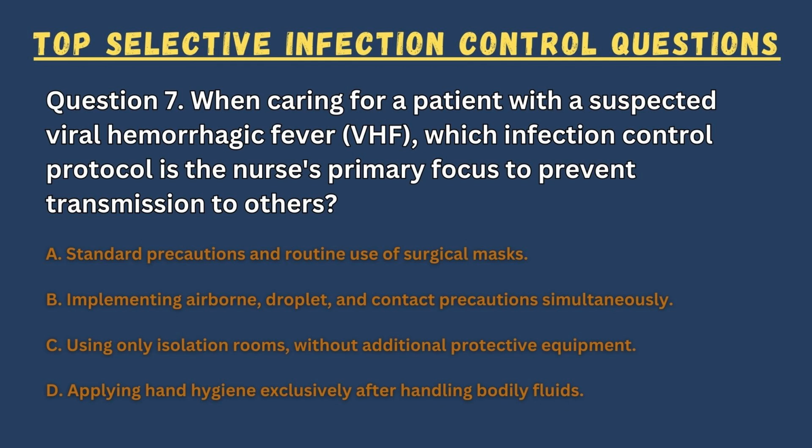Question 7. When caring for a patient with a suspected viral hemorrhagic fever, VHF, which infection control protocol is the nurse's primary focus to prevent transmission to others? A. Standard precautions and routine use of surgical masks. B. Implementing airborne, droplet, and contact precautions simultaneously.